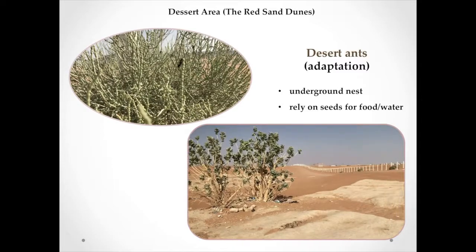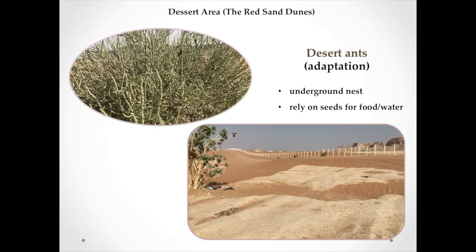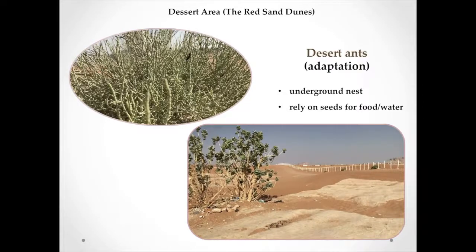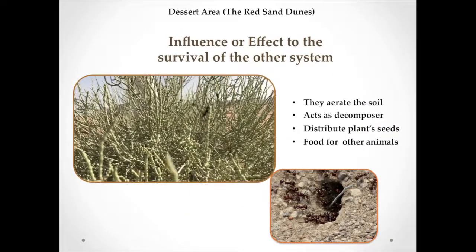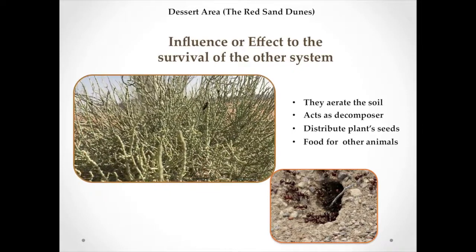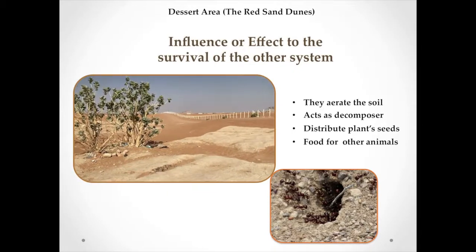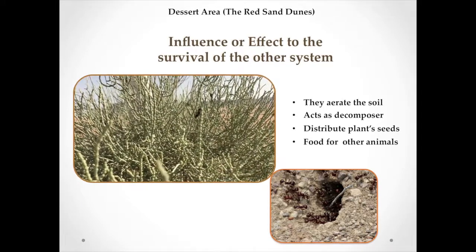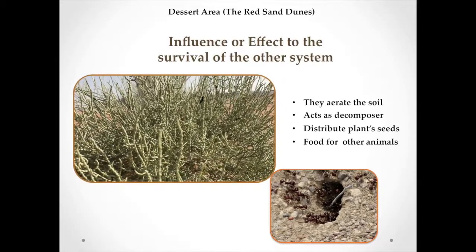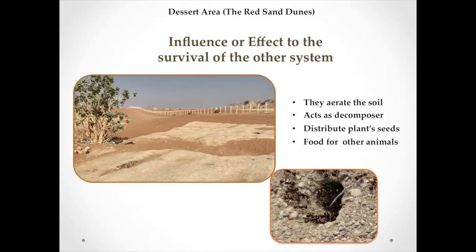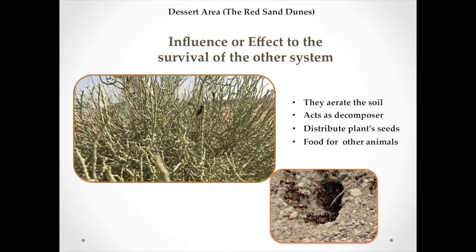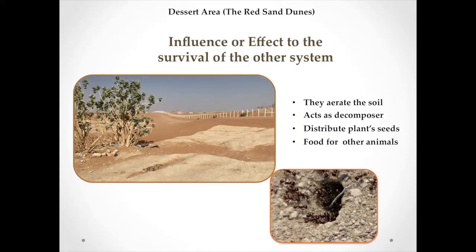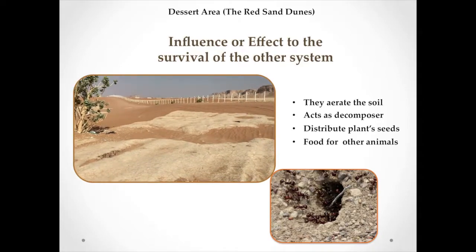To avoid too much heat, they search for food during the morning hours before it gets too hot for them to exit their nest. How do ants influence or affect the survival of the other system? While digging their nests, they help aerate the soil, which allows moisture to get to the roots of plants. The leaves and insects they bring into their nests decay and fertilize the surrounding plants. Ants act as decomposers when they feed on organic waste, like insects or other dead animals.